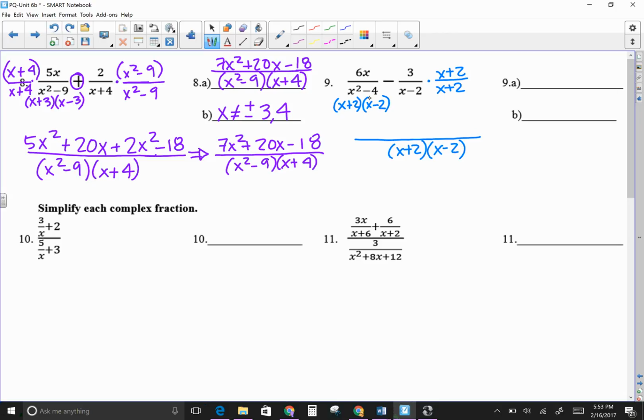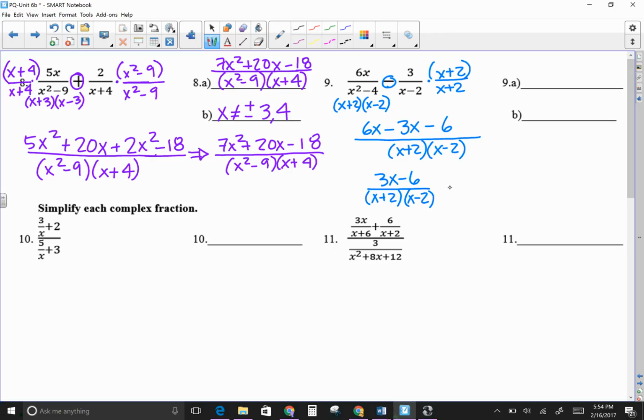This one I didn't have to do anything. The bottom already is my common denominator, so I'm going to have my 6x. But I do have my negative 3, and we talked about the fact that this has to be distributed. So it's like negative 3 times x, which is minus 3x, and negative 3 times 2 is minus 6. So when I combine those, that's going to give me 3x minus 6 over x plus 2 times x minus 2.